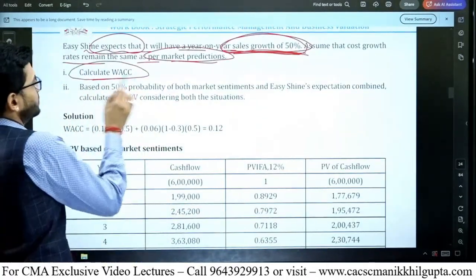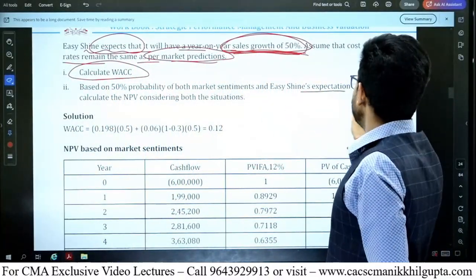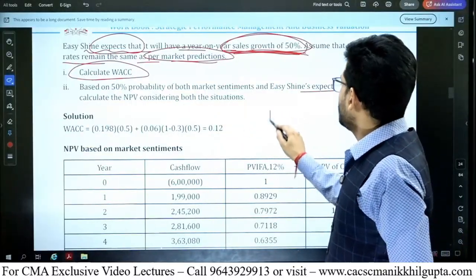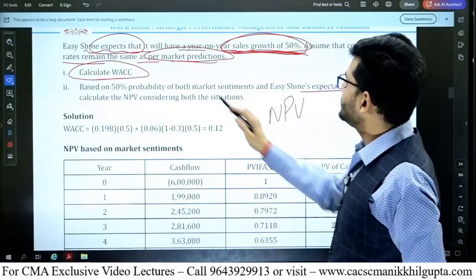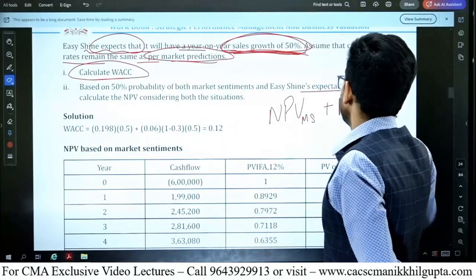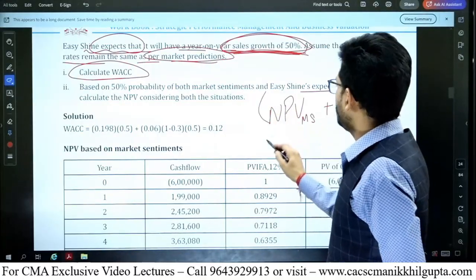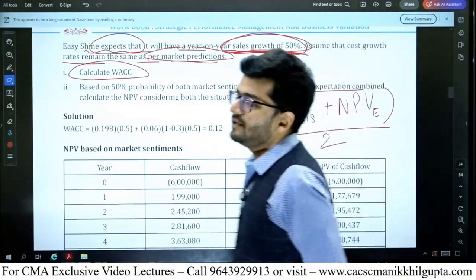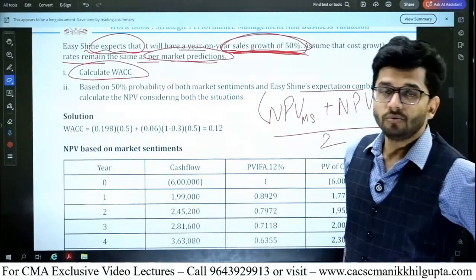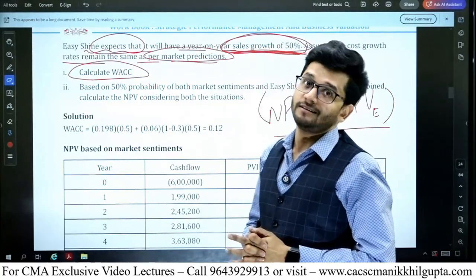Okay, now you have to calculate the weighted average cost of capital, and based on 50% probability of both market sentiments and Easy Shine expectation combined, calculate the NPV. So what we have to do is NPV as per the market sentiments plus NPV as per the management's expectation, whole divided by 2. Average is to be taken to calculate the net present value of the entire firm. So two duality in calculation is there in this particular question.